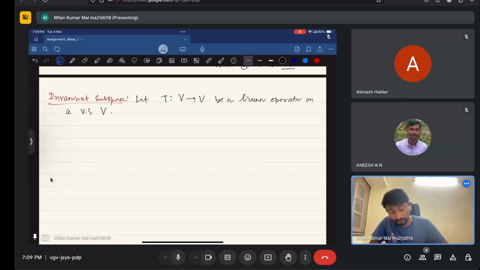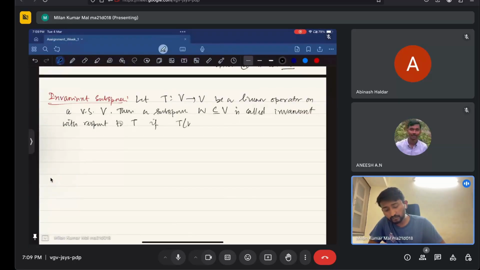Then a subspace W of V is called invariant with respect to T if TW is a subset of W. Sometimes W is called the invariant subspace corresponding to the linear operator T, because the invariance is due to the linear operator T.